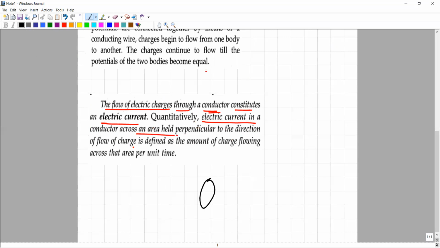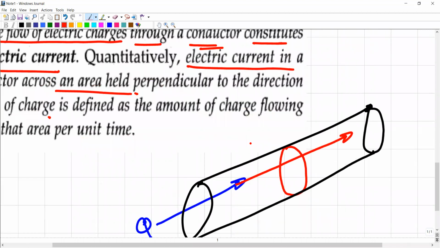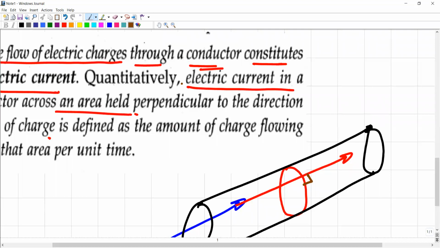Consider this as a conductor, and obviously there is a potential difference across the conductor. Due to this potential difference, some charges are flowing. Within the conductor there is some cross-section area, and the charges are flowing like this. So you can very well see that this cross-section area is perpendicular to the flow of charge.